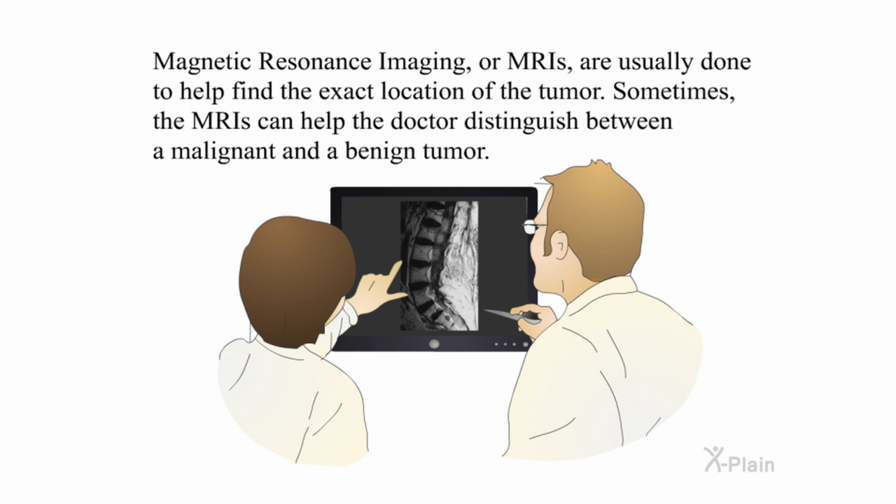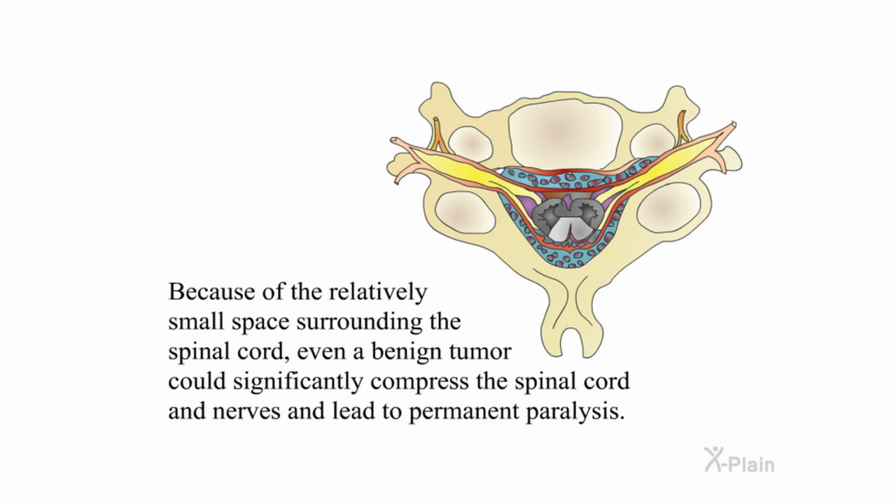Magnetic resonance imaging, or MRIs, are usually done to help find the exact location of the tumor. Sometimes the MRIs can help the doctor distinguish between a malignant and a benign tumor. Because of the relatively small space surrounding the spinal cord, even a benign tumor could significantly compress the spinal cord and nerves and lead to permanent paralysis.